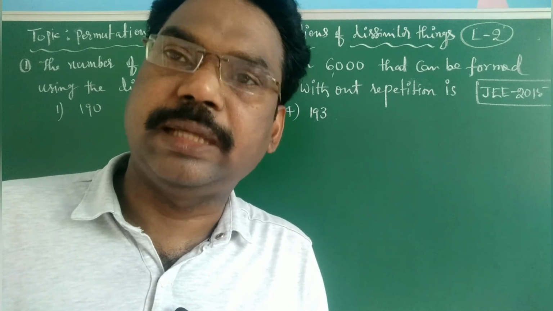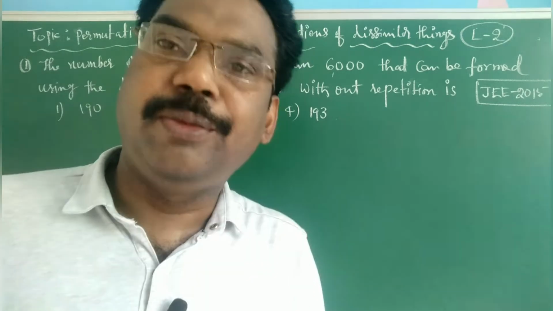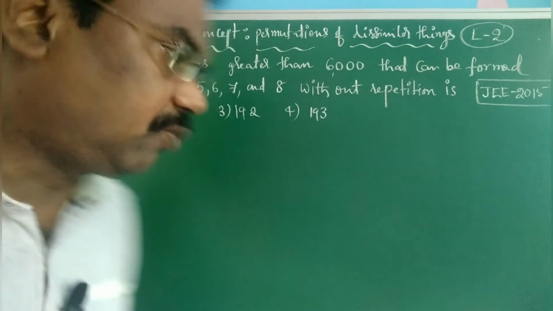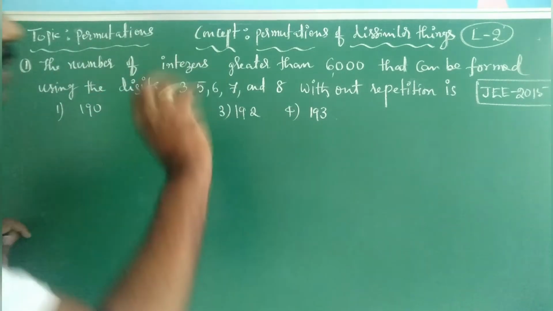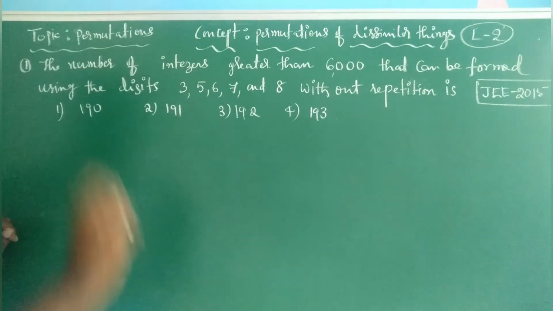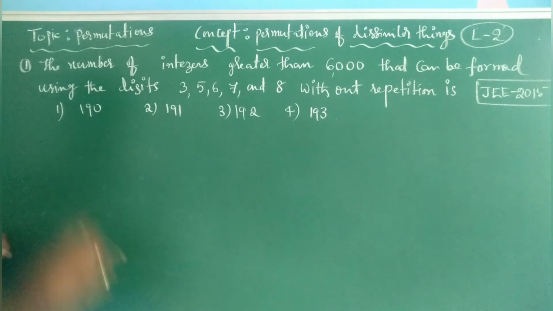Now today we discuss the topic of permutations, the concept of permutations of dissimilar things. All are level 2 problems. Now the first one: the number of integers greater than 6000 that can be formed using the digits 3, 5, 6, 7, 8 without repetition is.